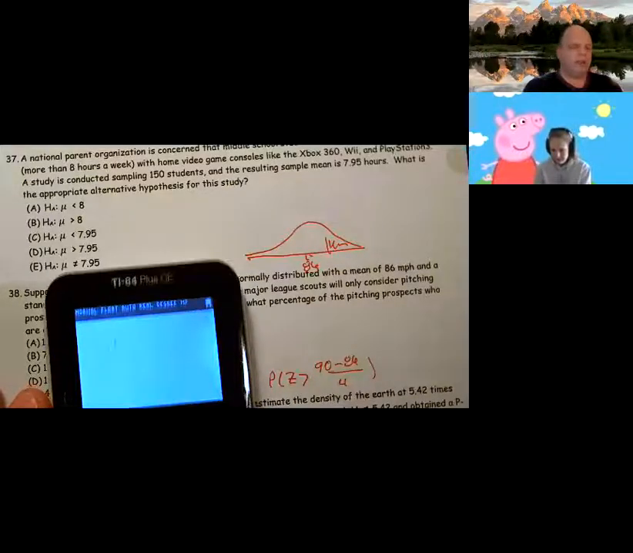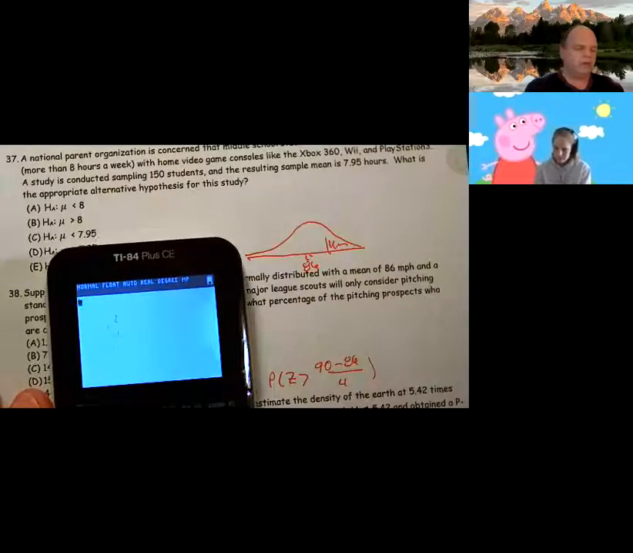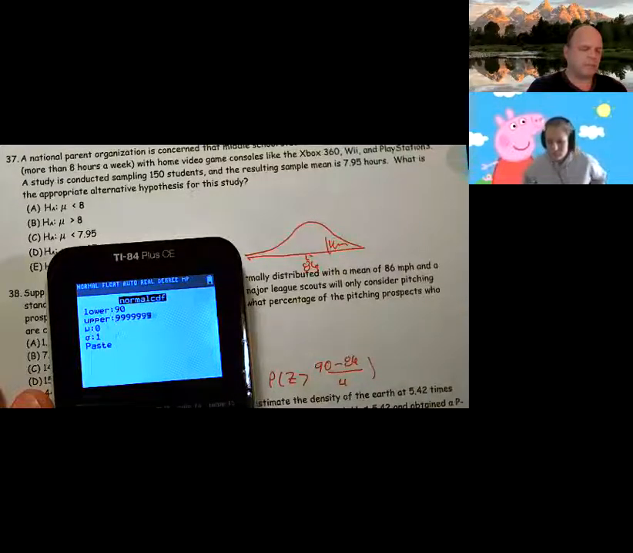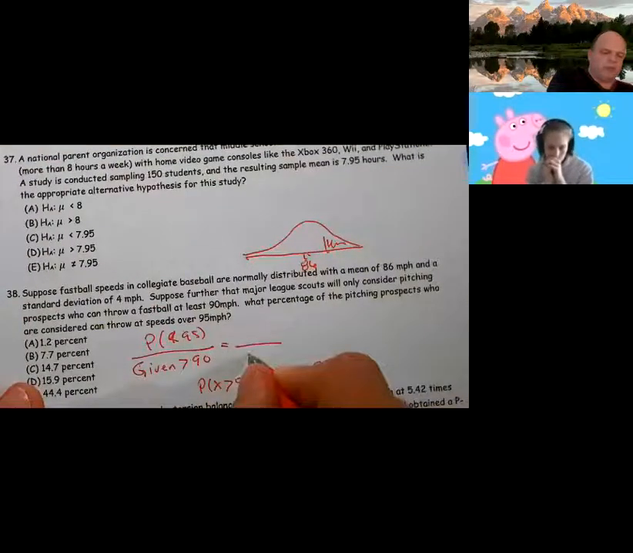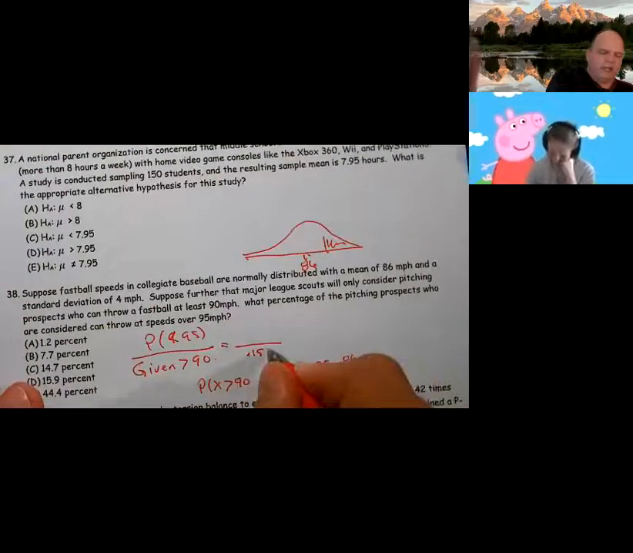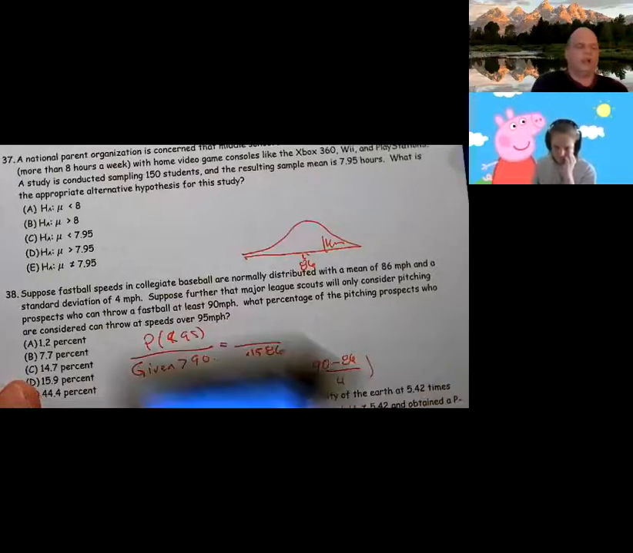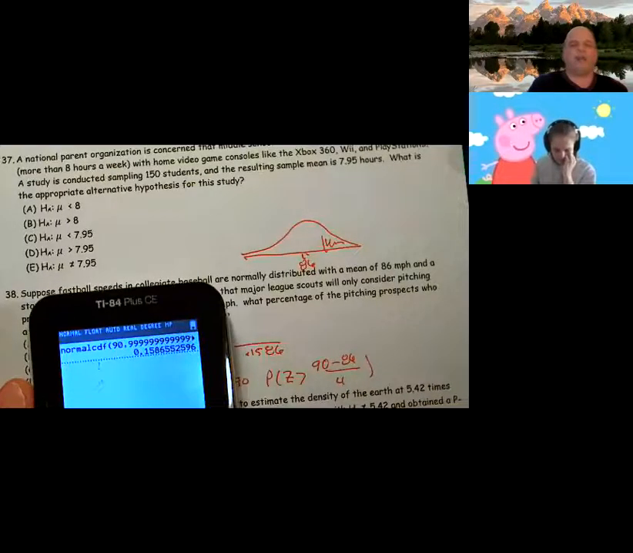I can go about this several different ways, but I'm going to do it with a normal CDF: second, vars, normal CDF, lower bound is 90, upper bound is infinity. Mean of 86, standard deviation of 4. So that denominator happens to be 0.1586. That's what we just calculated. That's how many of them throw faster than 90.